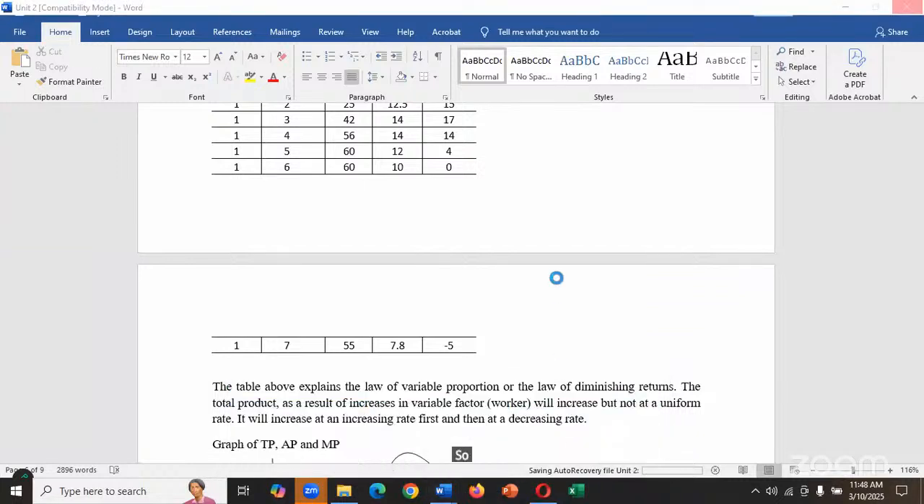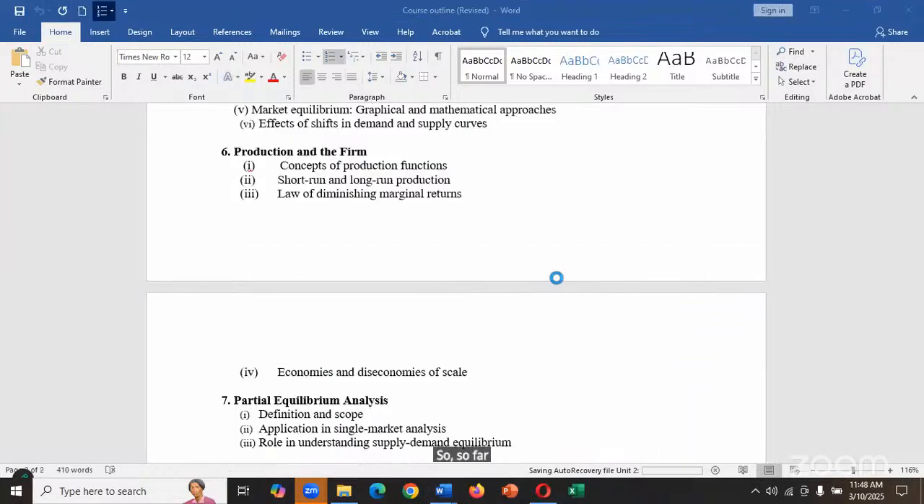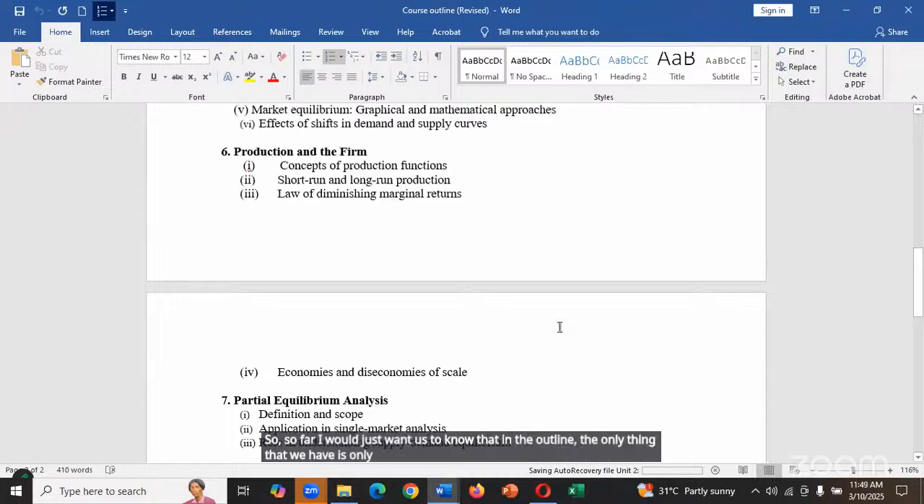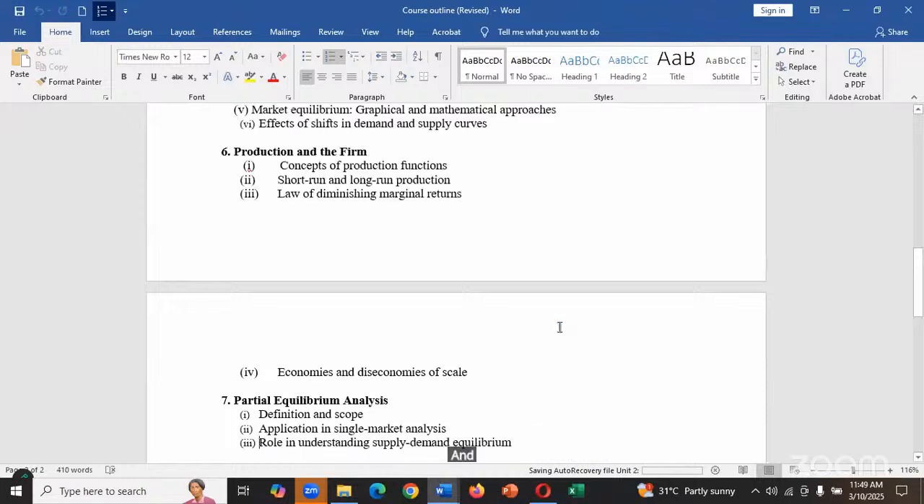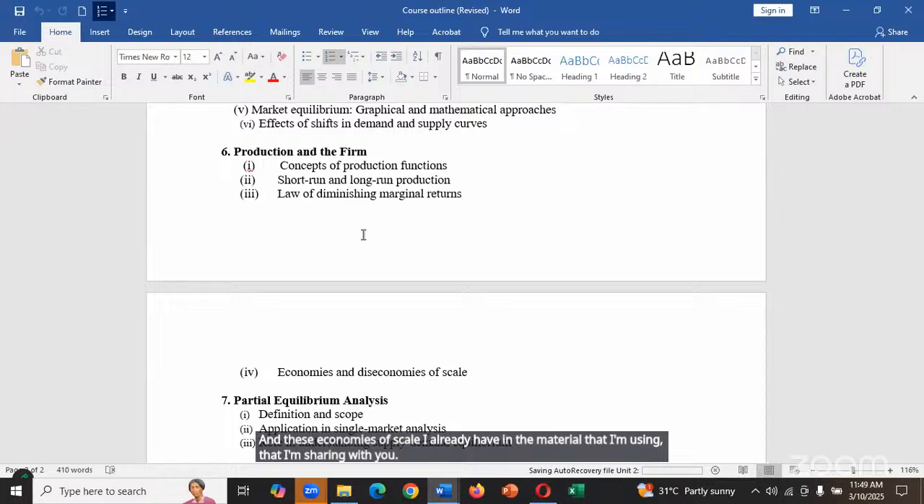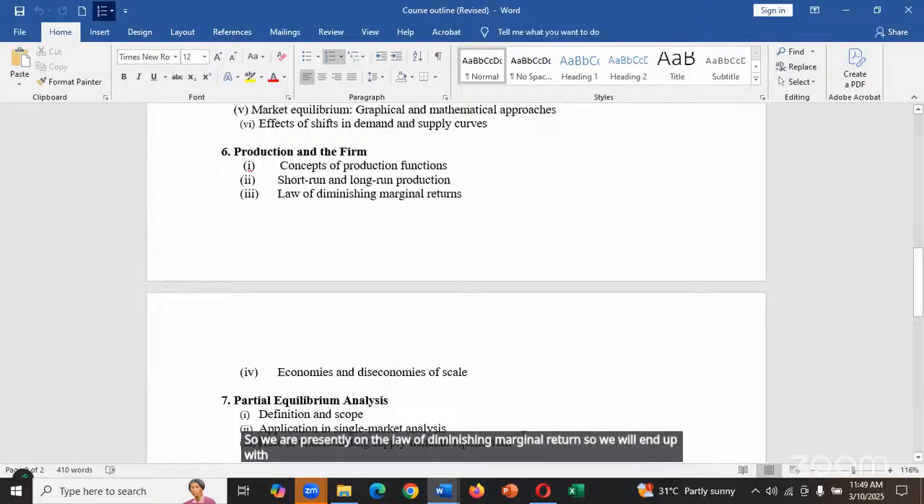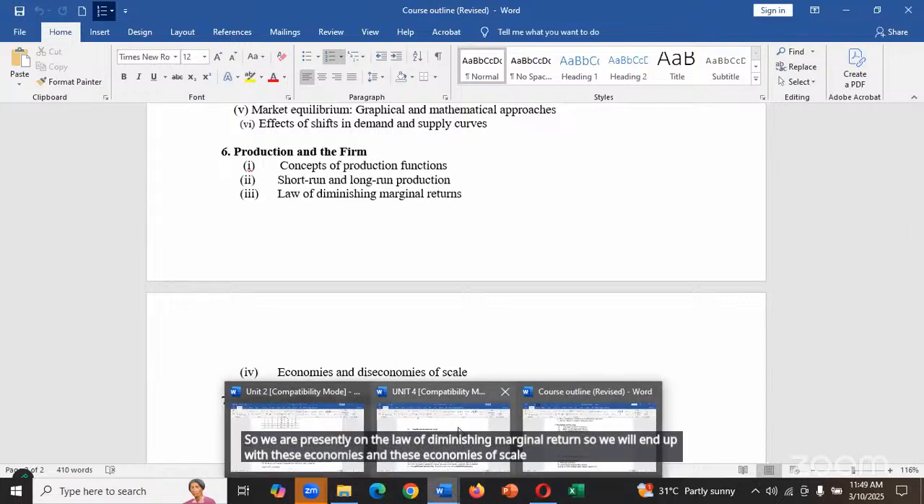So far, I would just want us to know that in the outline, the only thing that we have is only economies of scale and diseconomies of scale, which I already have in the material that I'm sharing with you. So we are presently on the law of diminishing marginal return. We will round up with economies and diseconomies of scale, and I believe with that, we will be done with our class for today.